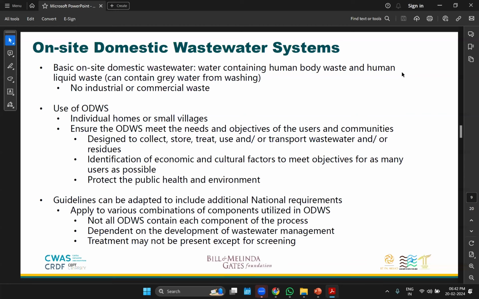The on-site domestic wastewater systems. Our objectives concern the use, disposal and treatment of basic on-site wastewater, which is considered to be water containing human body waste and human liquid waste. It can also contain gray water from washing, but no industrial or commercial waste should be considered as part of that basic on-site domestic wastewater. The systems can be individual homes or small villages, and it's important to ensure that it meets the needs and objectives of the users and communities. You can see the aspects that are included in the consideration of the systems.